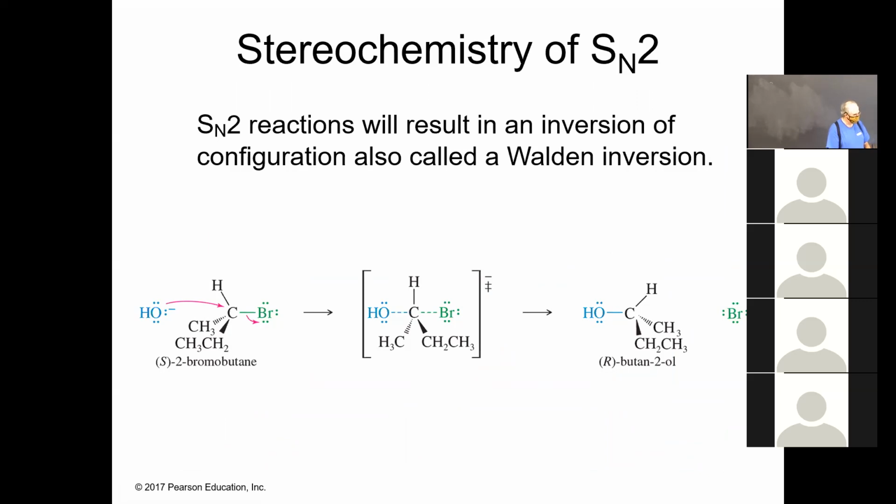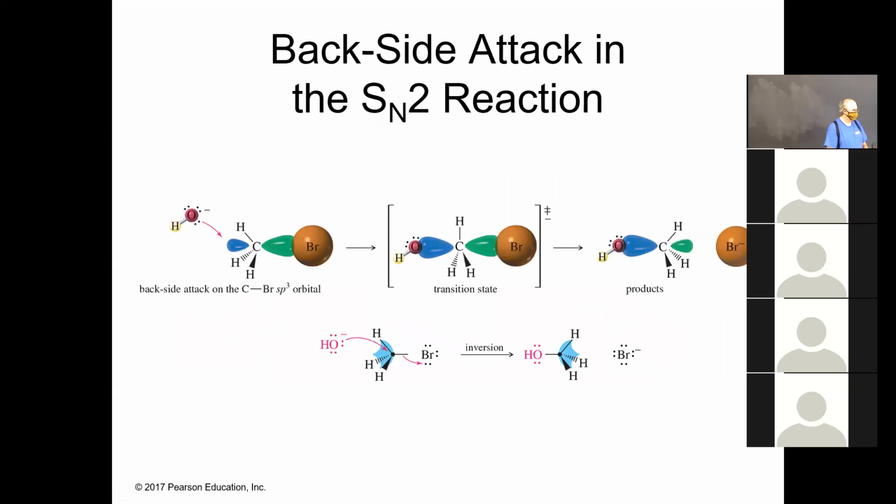SN2 proceeds with inversion of configuration. Complete inversion, so we're starting off with S-2-bromobutane, and our product is R-butan-2-ol. In tomorrow's lab, our leaving group is on carbon number 1, which is not a chiral center, so you would not know if inversion took place since we're starting out with a compound that is achiral.